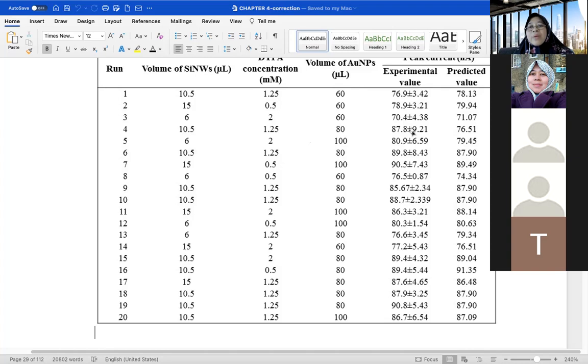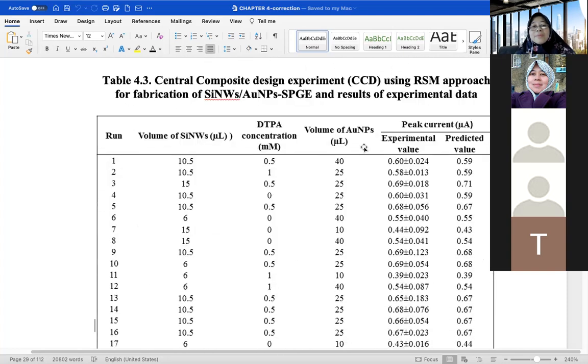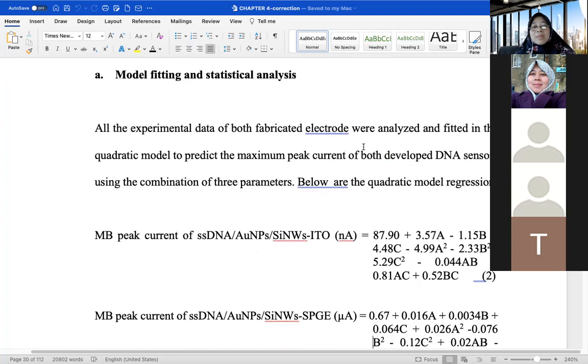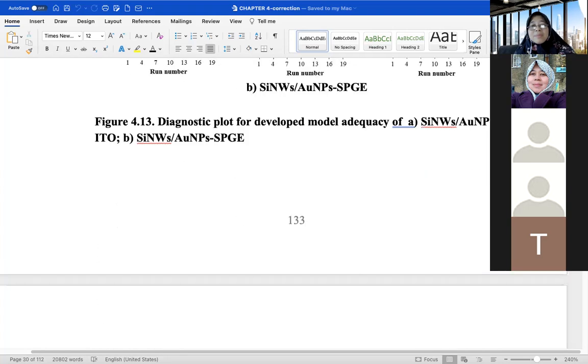So what I would like to highlight here is whenever you report data, you should have statistical treatment, for example at least the standard deviation, the plus minus. If you have a bar chart, you should have error bars, as well as if you have a graph with a line. Okay, this one let's go through very fast because I'm not good in RSM.